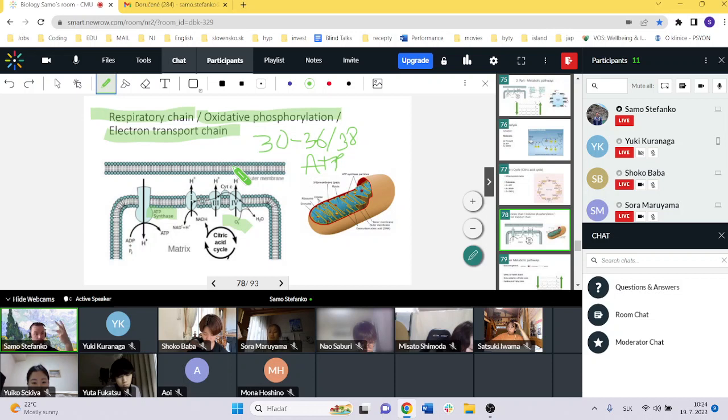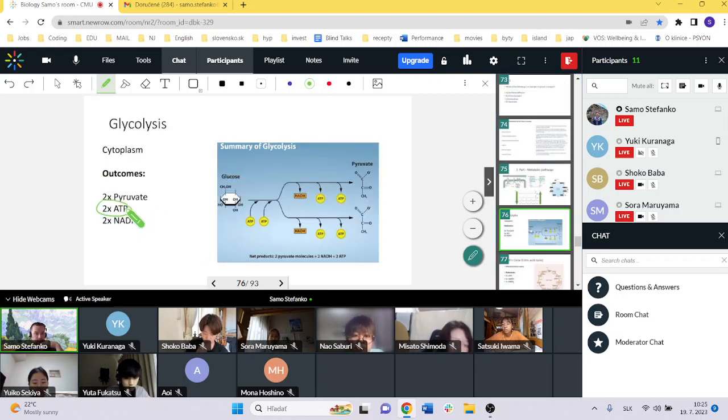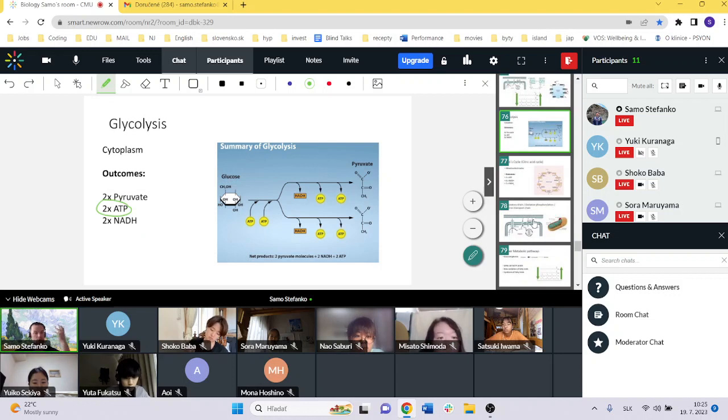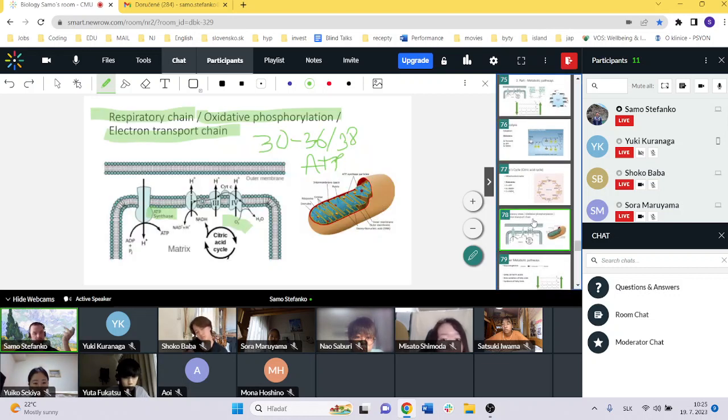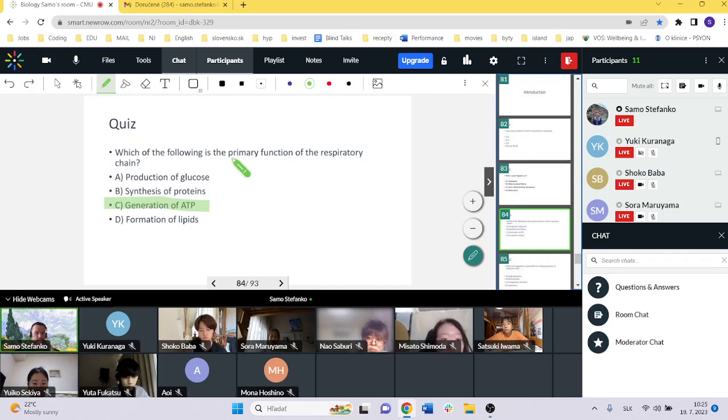So it's a pretty huge difference if you compare the ATP production from oxidative phosphorylation to the Krebs cycle, where we have only two molecules of ATP, or glycolysis, where we also have only two molecules of ATP. So it's a pretty huge difference, okay? More than 15 times more energy we produce in oxidative phosphorylation than in glycolysis or the Krebs cycle, for example. Great. Okay, so we know that the primary function of the respiratory chain is generation of ATP.